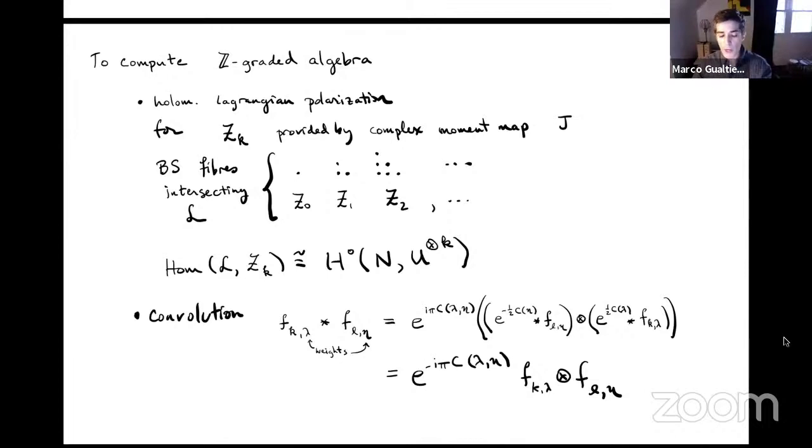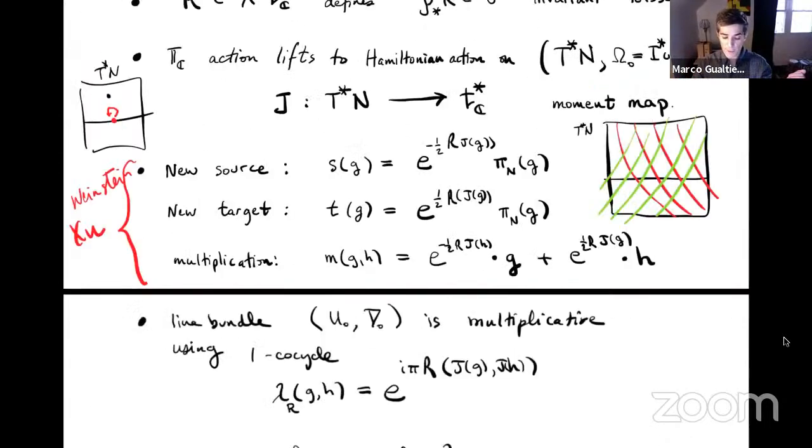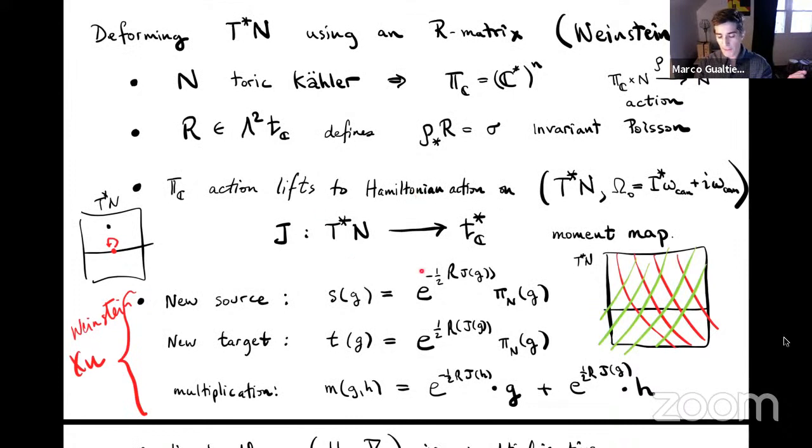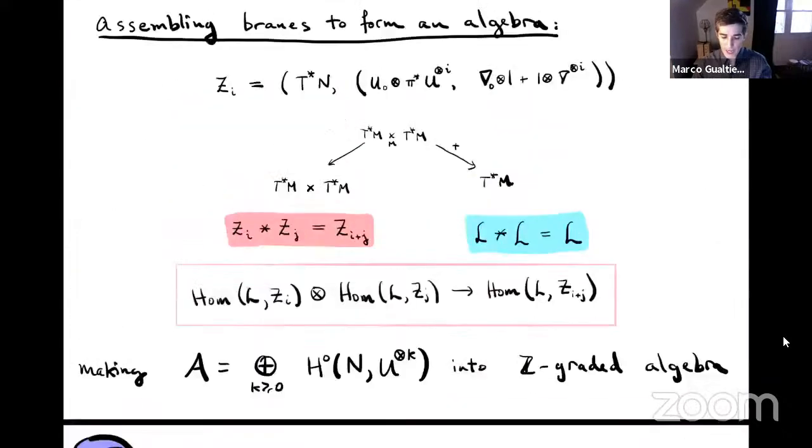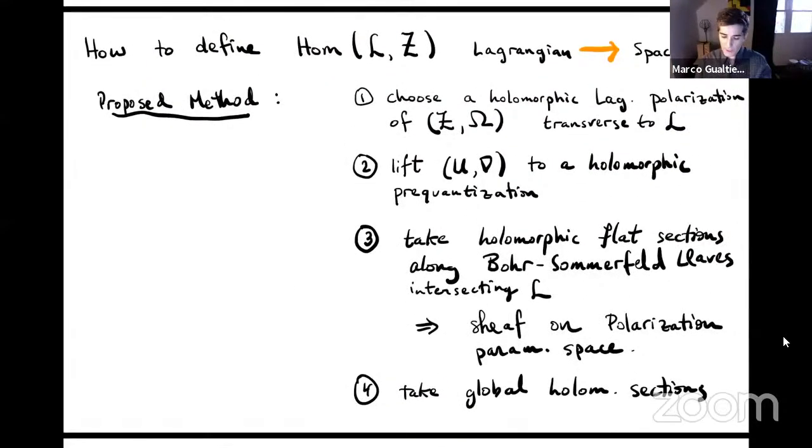But in this case, we have a toric manifold, and we have this holomorphic moment map J from before, and this map turns out to be a groupoid homomorphism from the cotangent bundle to an abelian group. And this fact, that this is a holomorphic groupoid morphism, is key. So what do we need to do? Well, according to the proposal for how to compute HOMs, I need to take holomorphic flat sections along the Bohr-Sommerfeld leaves which intersect L, because I'm trying to take HOMs from the space-filling brane to the Lagrangian.